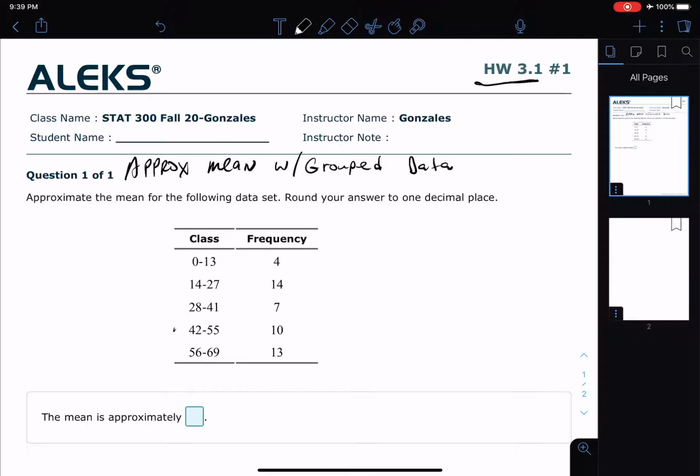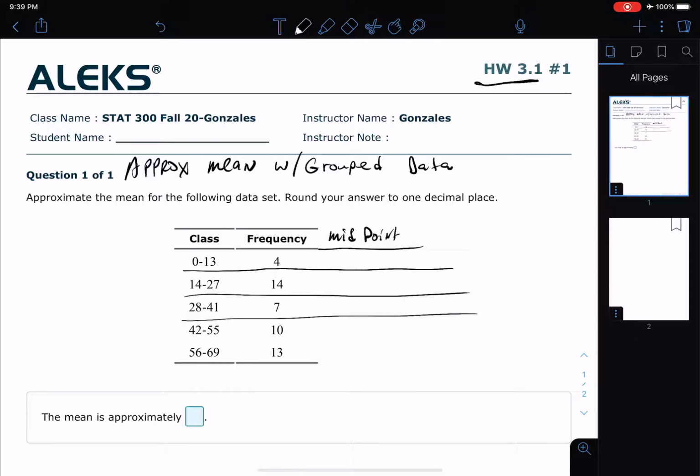So here's the process. The thing we're going to need is the midpoints. So I'm going to put midpoint right here. These midpoints are going to show up, and then we're going to add up all those values. We need to get the midpoint, so let's do that.